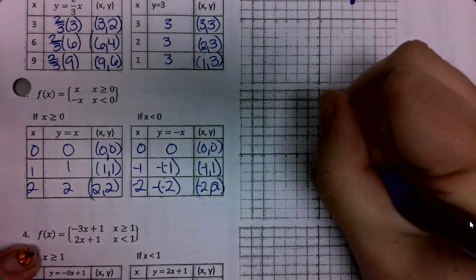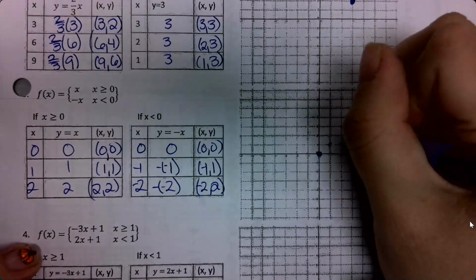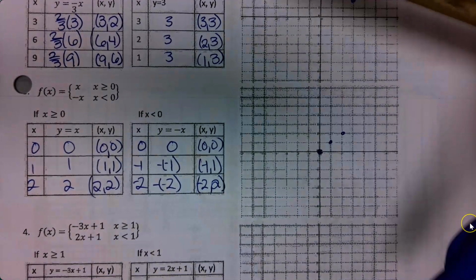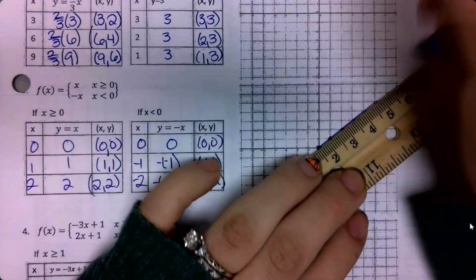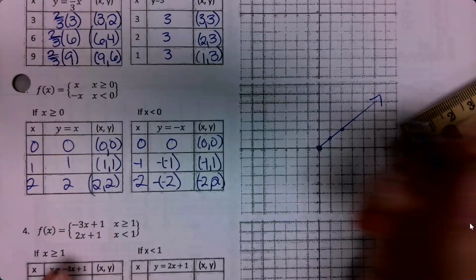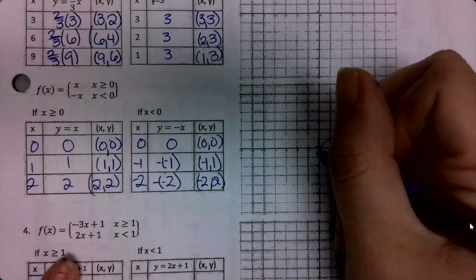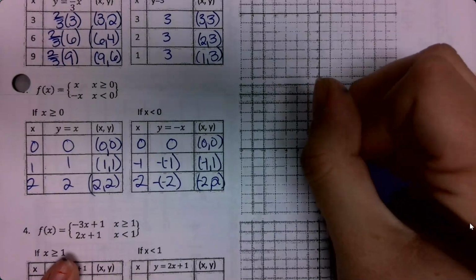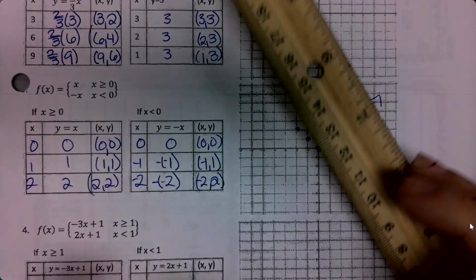So now I want to go ahead and graph this. 0, 0 gets my filled in circle, because this one has the line underneath. Go up to 1, 1, 2, 2, and this goes right forever, so I'm going to go ahead and connect those. Then over here, I again start at 0, 0, but then I have negative 1, 1, and then negative 2, 2. So then I want to go ahead and connect those.